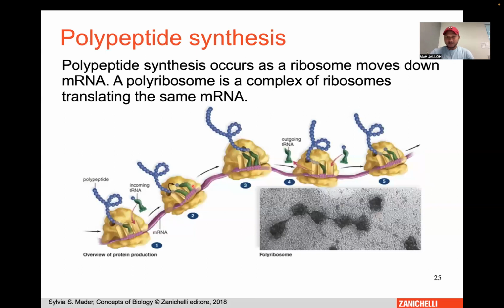We have polypeptides. Polypeptides are things that have been synthesized. Like I told you before, until after translation, these amino acids, until they can take their three-dimensional structure, they are not proteins. They are called polypeptides, all right. After they have been translated, they're released from there, and then they take their three-dimensional structure, then they become proteins.